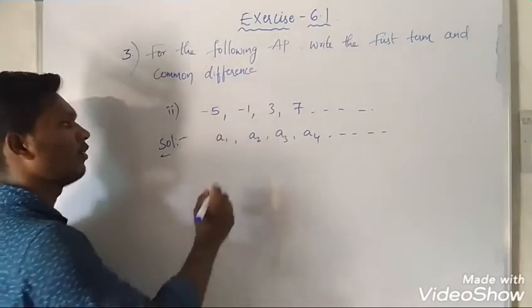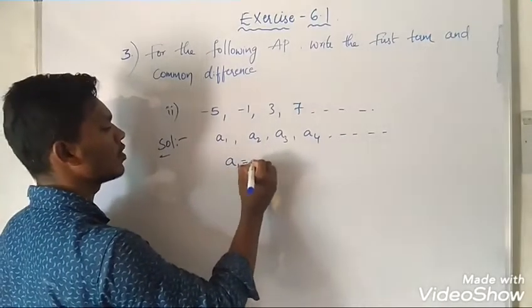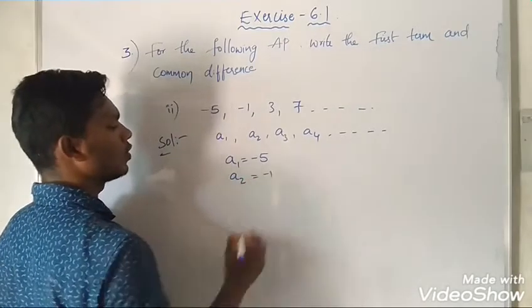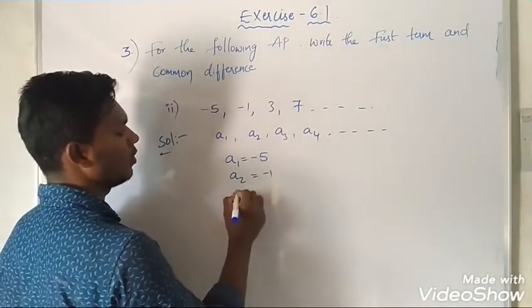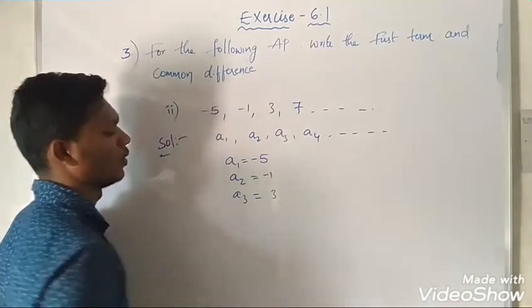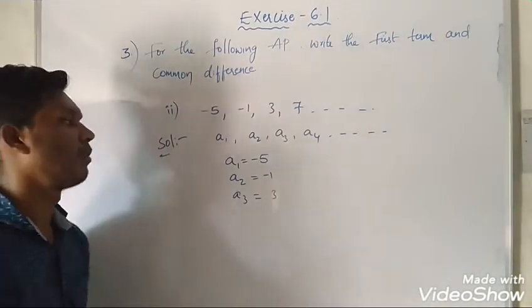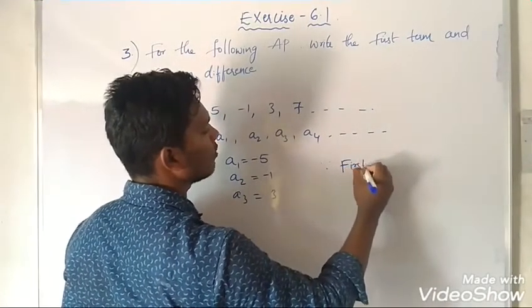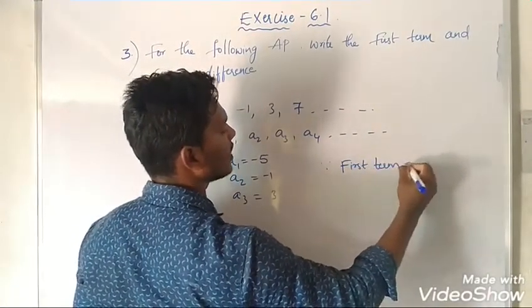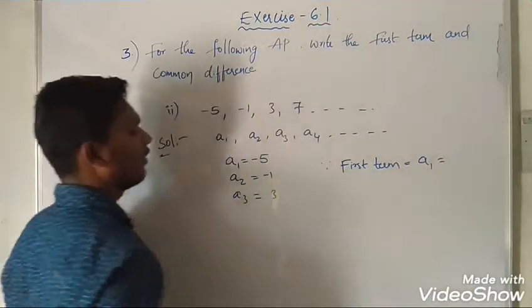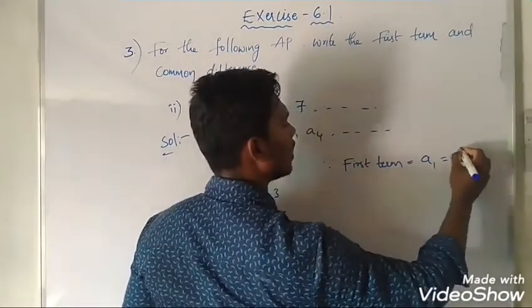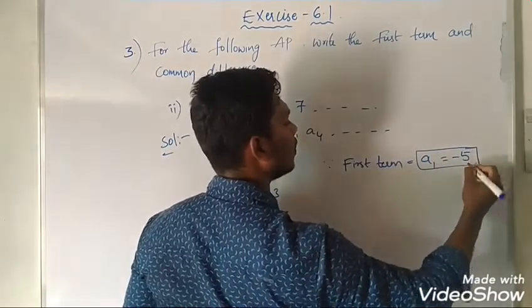Now what is the value of A1? Here A1 is equal to minus 5. The value of A2 is equal to minus 1. A3 is equal to 3. Our target is to find the first term. The first term means A1. What is the value of A1? A1 is minus 5. Therefore the first term A1 is equal to minus 5.